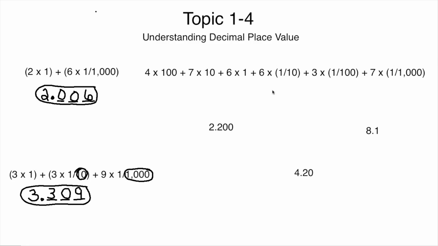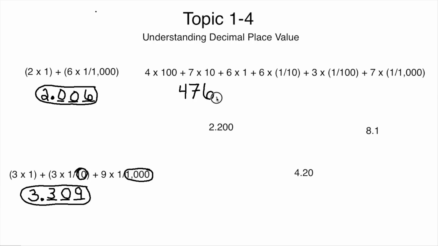Now, let's see what this big problem looks like in standard form. So go ahead and push pause and see what you come up with. All right, so we have 4 times 100, which is 400. So we're going to put a 4 down. Plus 7 times 10 is 70. So 7 goes in the tens place. Plus 6 times 1, which is 6. So 6 goes in the ones place.